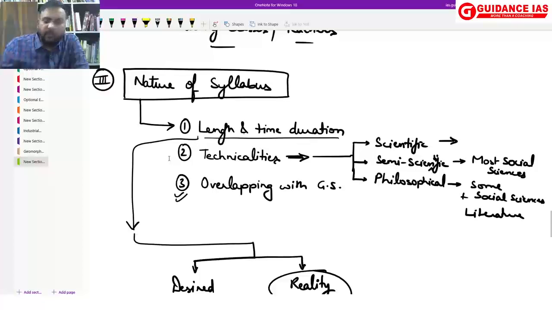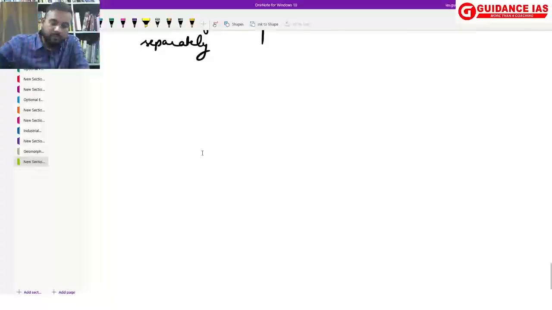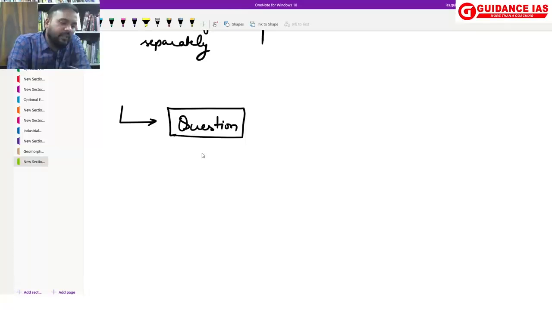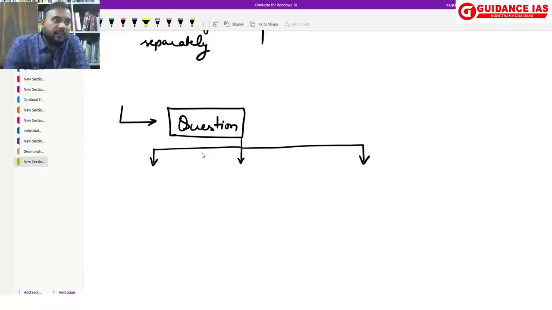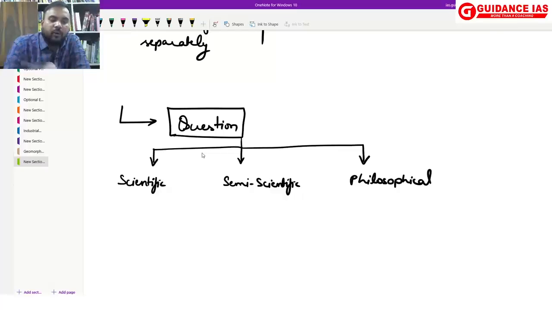When I am talking about technicalities, अब यहाँ पर देखो क्या होता है, suppose there is a question. Can I say that this question can be of 3 categories? It can be scientific, it can be semi-scientific, and it can be philosophical. 3 broad categories में हम questions को divide कर सकते हैं.